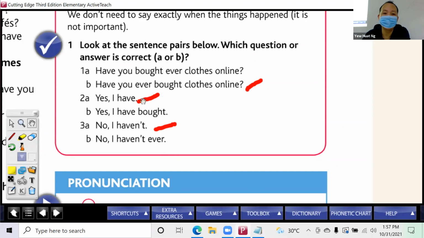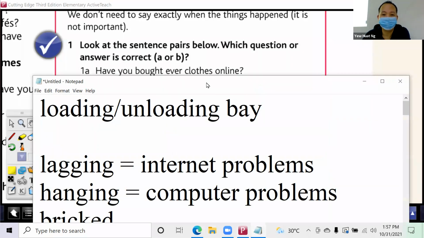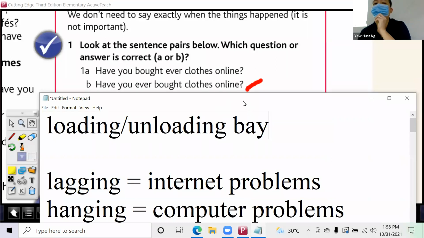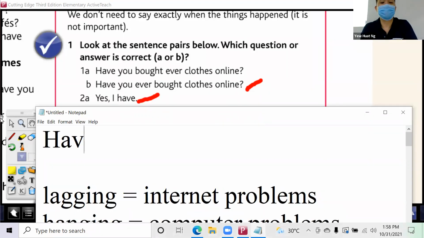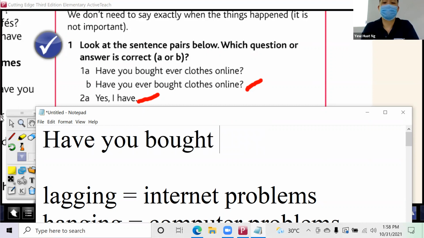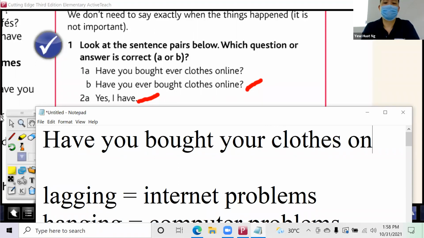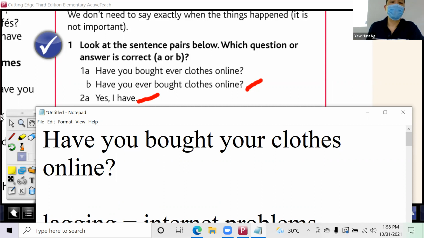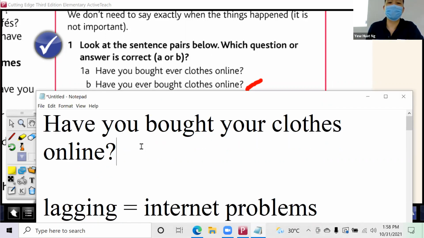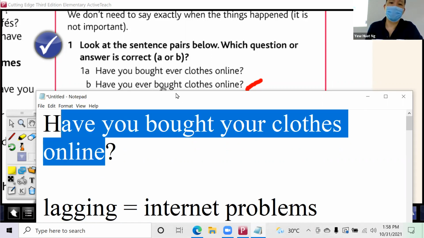Just a quick check about meanings. Have you ever bought clothes online? So if I take away the "ever", I actually have to change the sentence. Have you bought your clothes online? So have you bought your clothes online, or have you ever bought clothes online? Do you understand the difference in meaning?